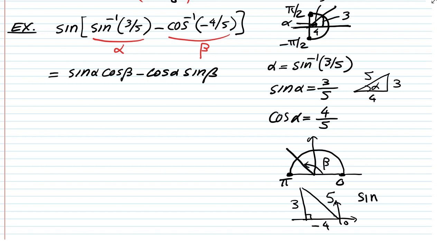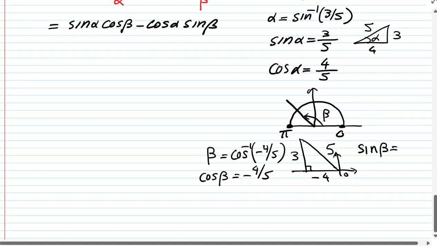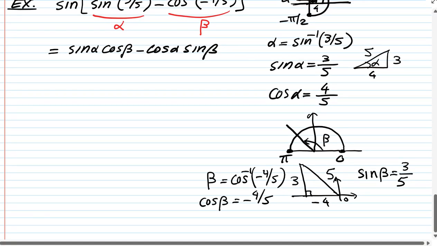What is sine of beta going to be? Because we know cosine, right? Let me write this. If beta is cosine inverse of negative 4/5, that means by definition of inverse, cosine of beta is negative 4/5. So sine is going to be positive 3/5. And we have that. Now we can plug it in.